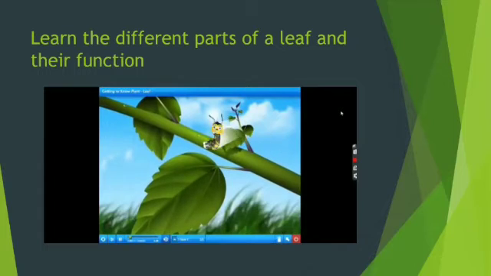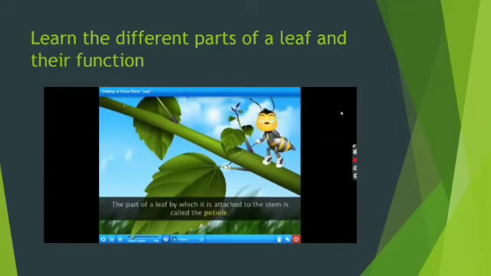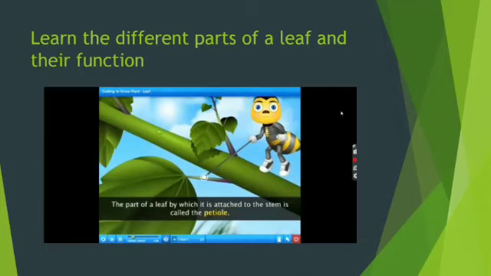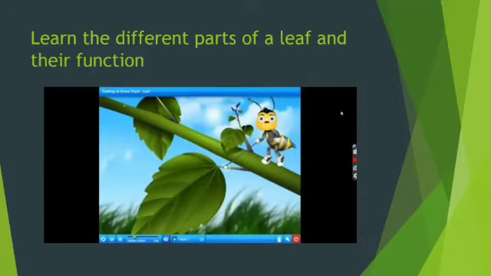An interesting part of a plant. This broad green part of the leaf is called the lamina. The part of a leaf by which it is attached to the stem is called the petiole. Do all leaves have petioles?